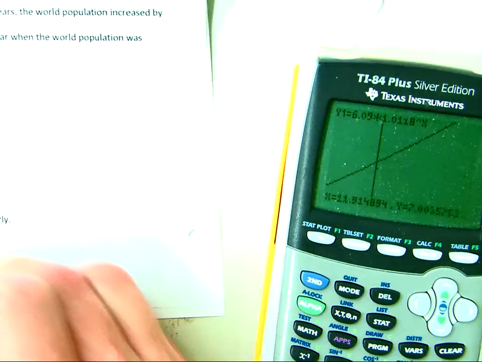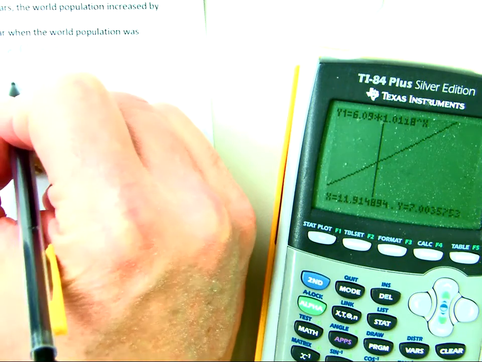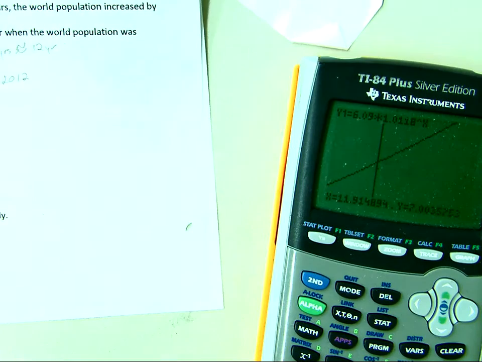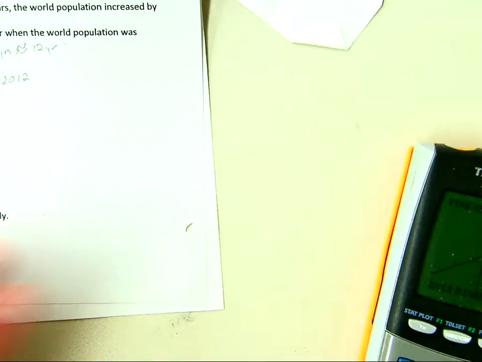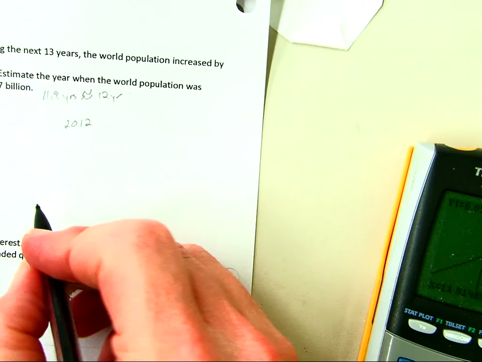Now it says estimate the year where we started in 2000. If I go 12 years later, that's 2012. All right, one more. Now this last one uses a little different equation. I forgot to put this in your notes, but this is for something called compound interest.